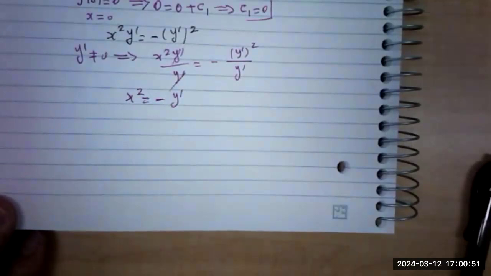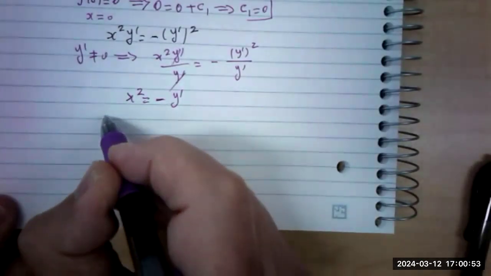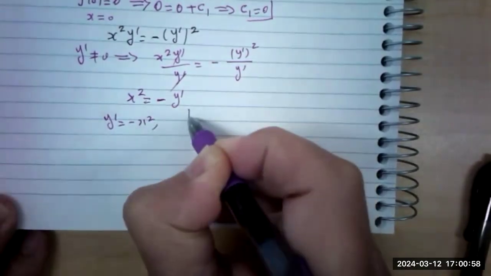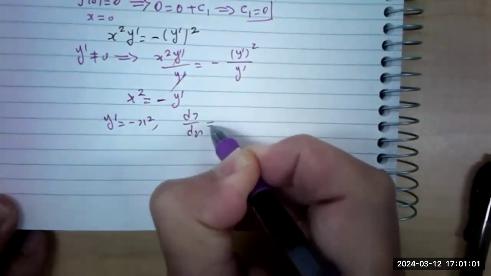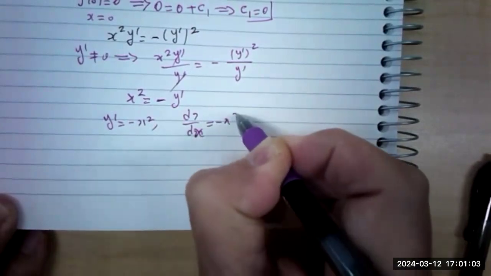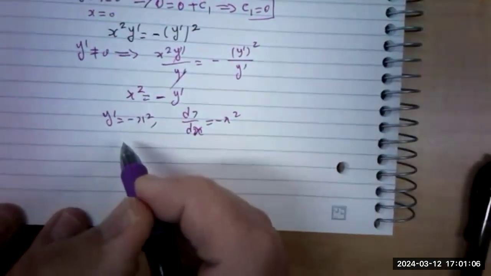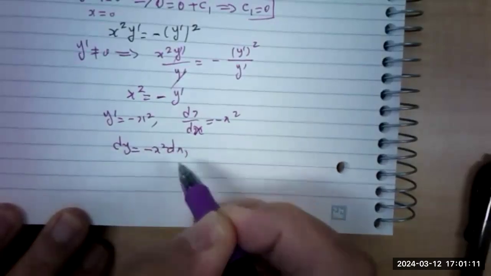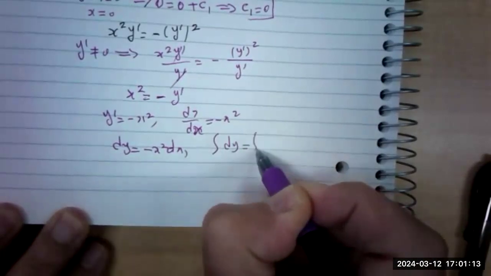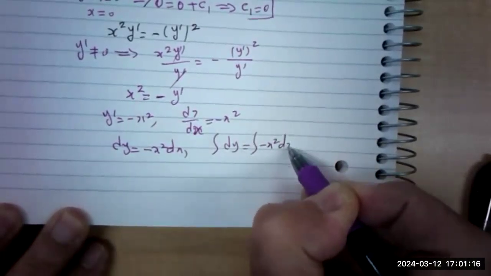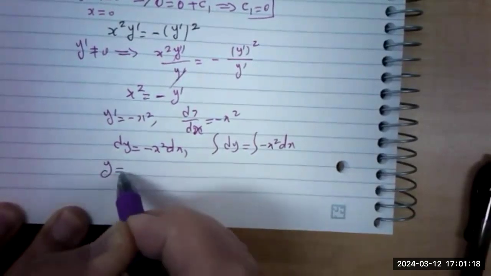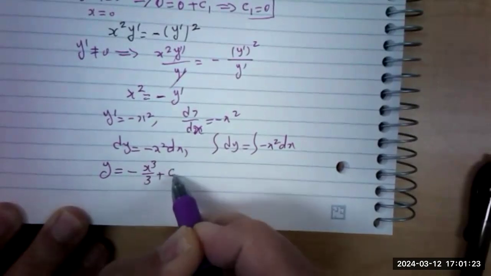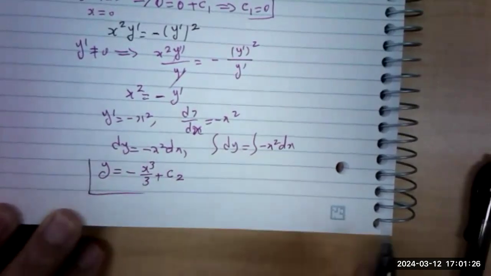Okay, now switch the y prime to dy/dx and do the job. So y prime is equal to the negative x squared, dy/dx is equal to the negative x squared. Cross multiply, dy is negative x squared dx. Integrate: integral of dy is the integral of negative x squared dx. So that gives y equal to negative x cubed over 3 plus c2, your second constant.